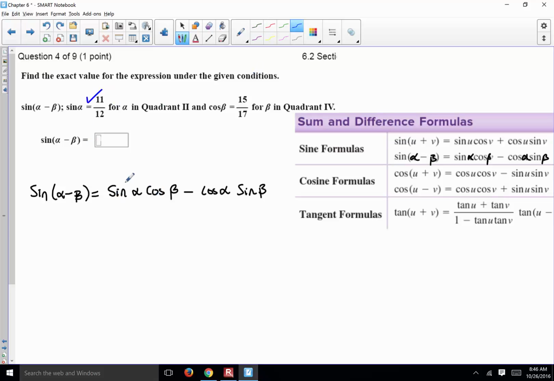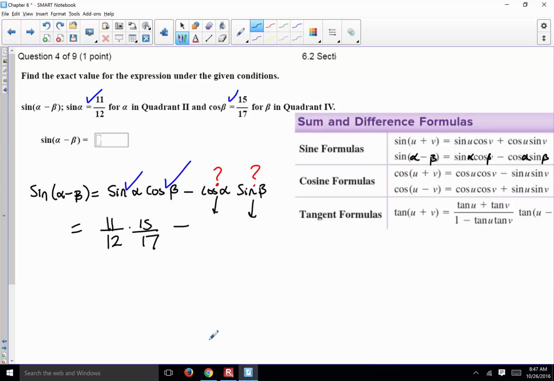We know sine alpha, right? This is known. Do we know cosine beta? Yes, we do. Do we know cosine alpha? No, we don't know yet. Do we know sine beta? We don't know yet either. Oh my god, how do I get those two question marks? Because I know the first half. Sine alpha is 11 over 12. Cosine beta is 15 over 17. I wish they had provided us these so it could be done in a second. But no, they just want to make our life harder.